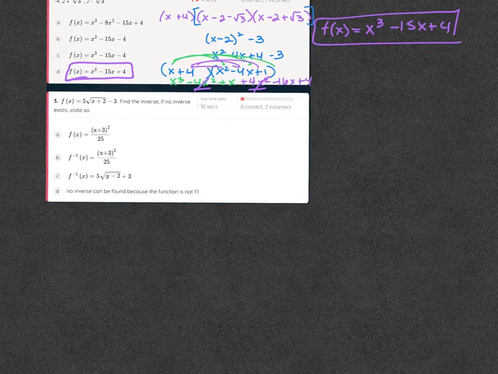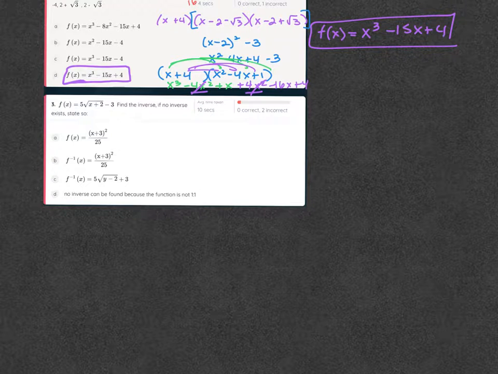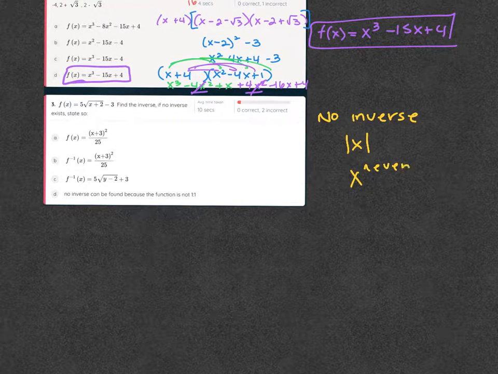Okay, 3 said if f of x equals 5 times the square root of x plus 2, minus 3, find the inverse. If no inverse exists, state so. So when would I say no inverse exists? When the x is in an absolute value, or x is raised to an even power. Okay, remember it's the same thing as saying is it 1 to 1. So the question might say is the function 1 to 1? If it is, then find the inverse. If it's not, state so, or state why.